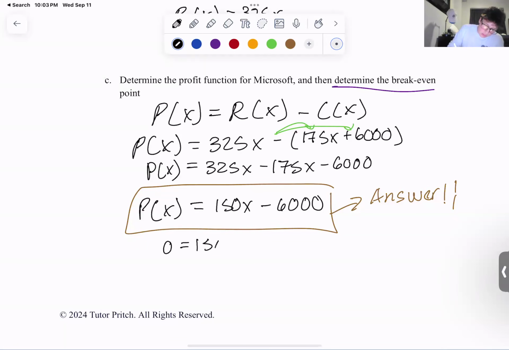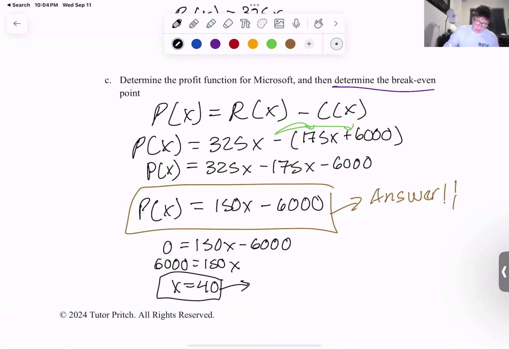So 0 equals 150x minus 6,000. Bring 6,000 over. And now divide by 150. X equals 40. So after I sell 40 laptops, I broke even.